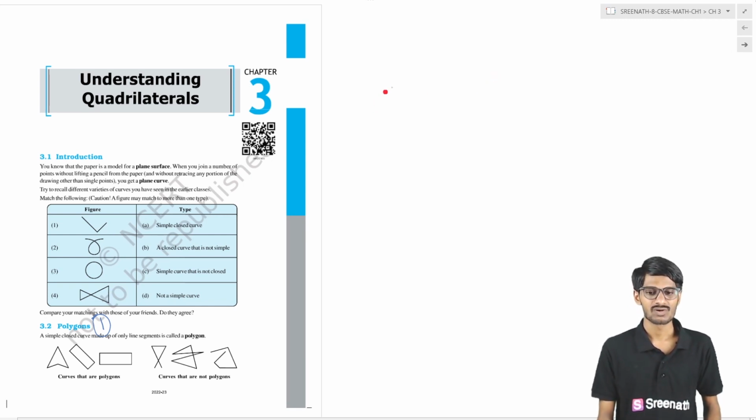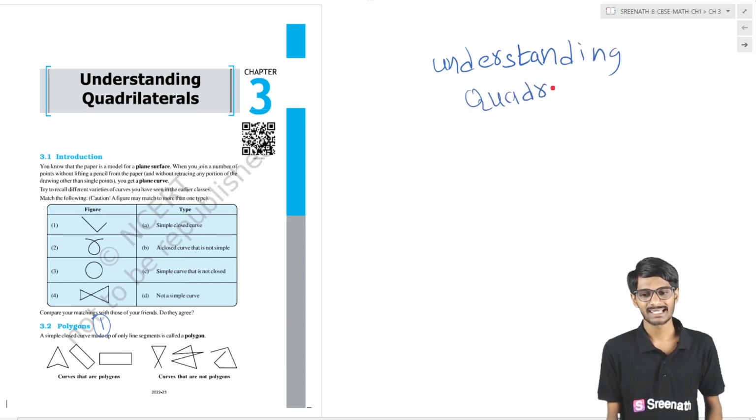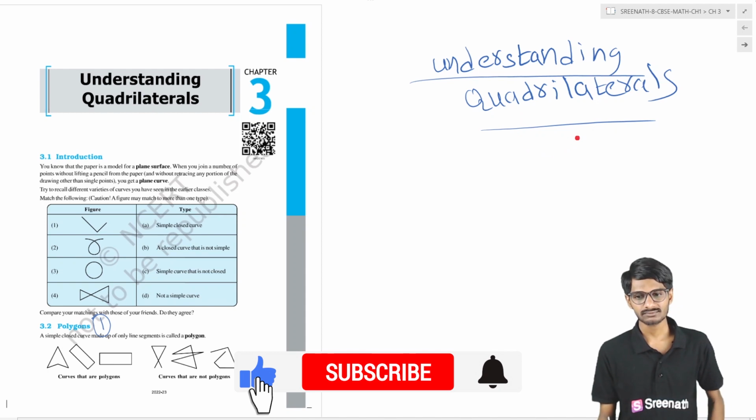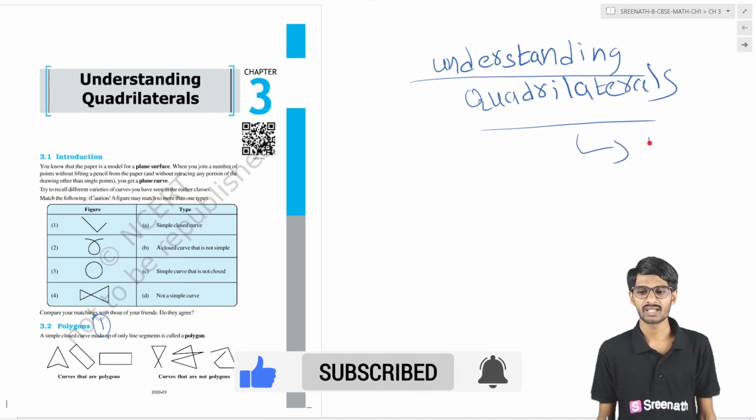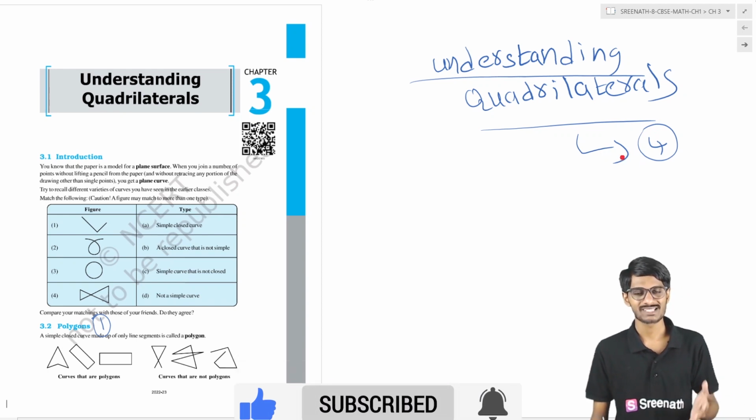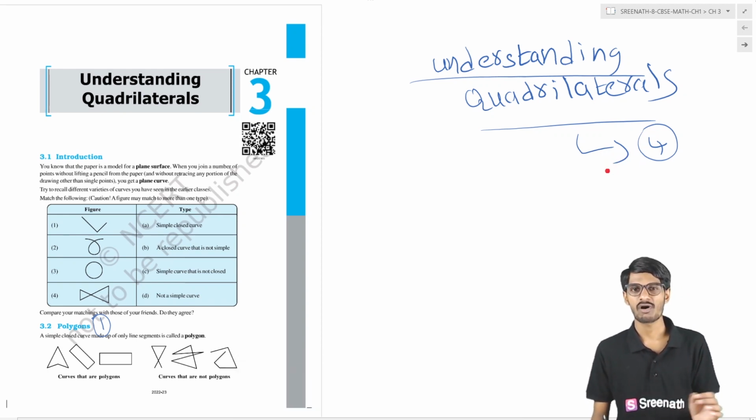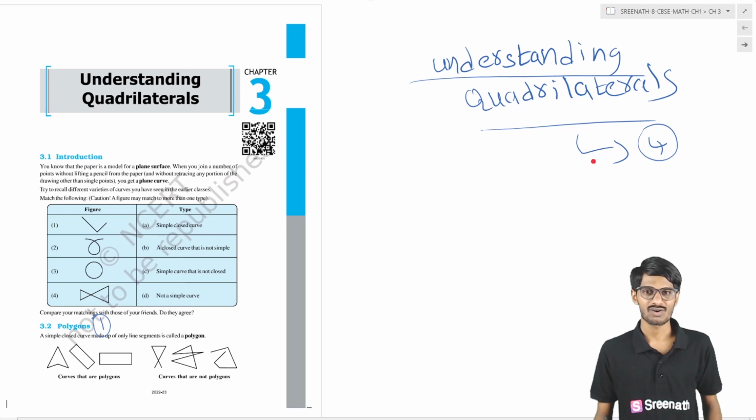Let's begin this video. Now we are going to start this chapter. The chapter name is Understanding Quadrilaterals, students. This is the present chapter. In this chapter, we have almost 4 topics or 4 concepts. We are going to discuss the 4 topics in detail and solve some of the examples in the chapter.